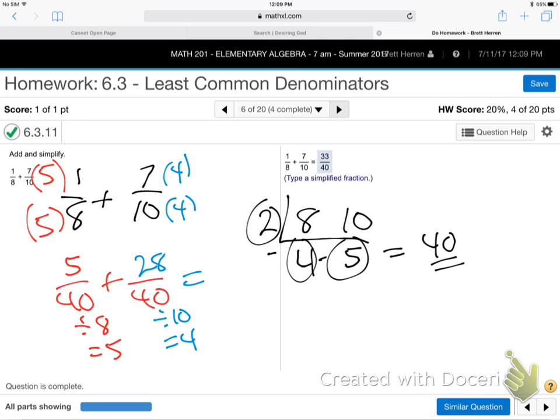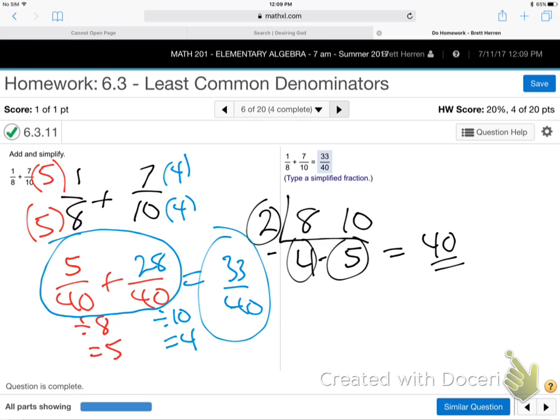Okay, now I can add these up. What's that going to be? 33/40. There we go. Common denominator. We did it, which is the answer we had over here all along. Questions on that one? We good? All right.